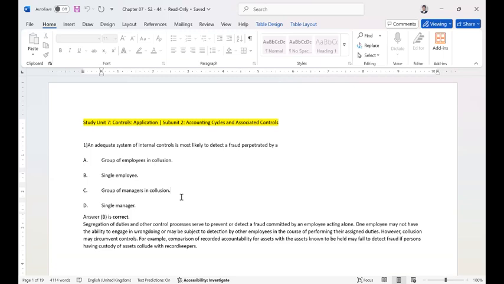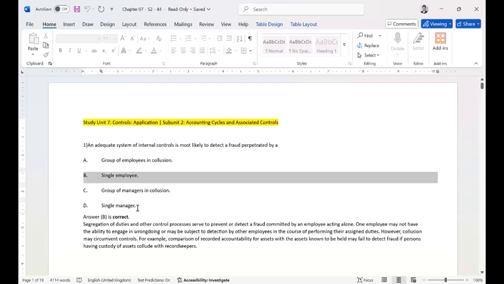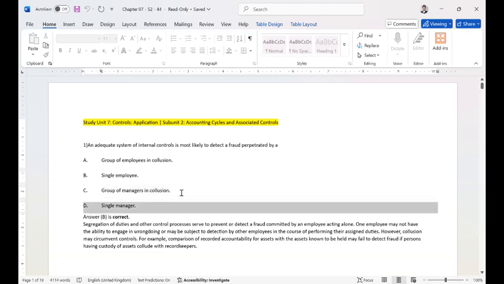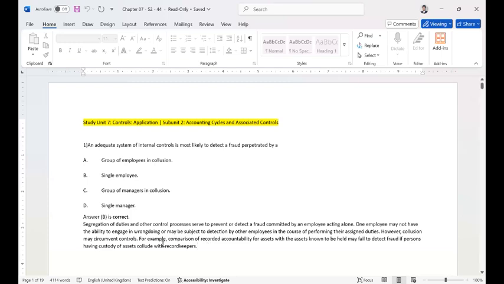An adequate system of internal controls is most likely to detect a fraud perpetrated by a single employee. No, because wherever there is collusion, it is very difficult. Controls can be bypassed or rendered ineffective when two people collude. Managers colluding is also a problem, and a single manager can do what you call management override. It's a huge risk. It can bypass controls. So it's collusion and management override. Right. Can you read this part?